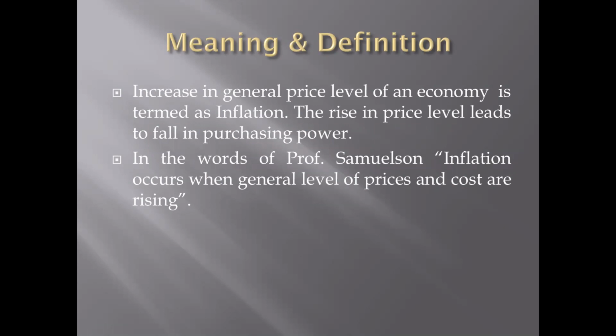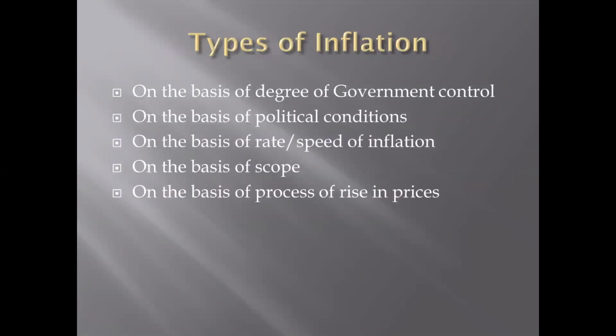That means people with a fixed income will be highly affected by the price level increase because their real income will fall down. Then, in the words of Professor Samuelson, inflation occurs when the general level of prices and costs are rising. Then what are the types of inflation?